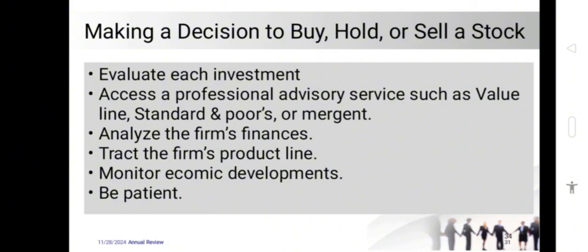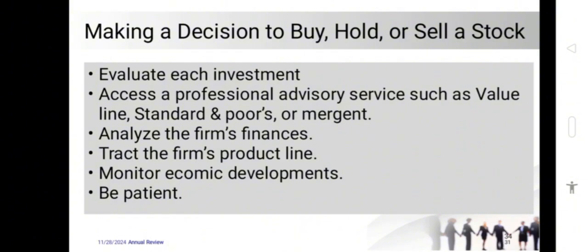Next is monitor economic developments. The purpose is to anticipate how broader economic trends such as inflation, interest rates, and GDP growth might impact business and investment opportunities. This ensures preparedness and strategic adaptation to changing conditions.